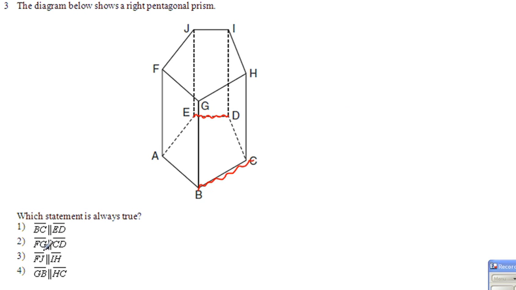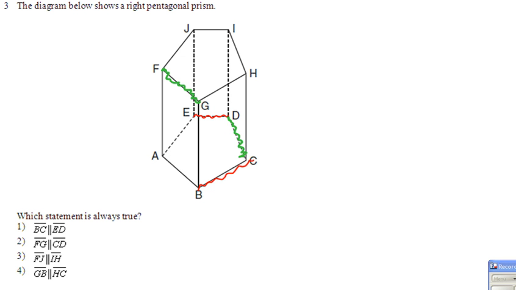Now, how about the second one, FG and then CD? FG is right here, and then CD would have been right over there. In fact, yes, they will not meet up with one another, but they're not parallel either. In fact, we call these two lines skew lines. So, of course, they're not parallel either.